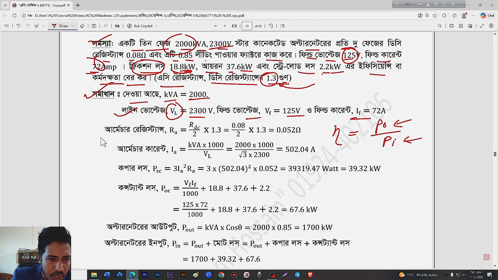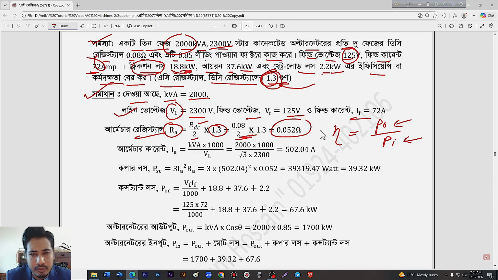First of all, we have to find out the armature resistance. We know that armature resistance will be armature DC resistance divided by 2 times 1.3, because here it is given 1.3. We put down the value and we will get the armature resistance as 0.052 ohms, right?